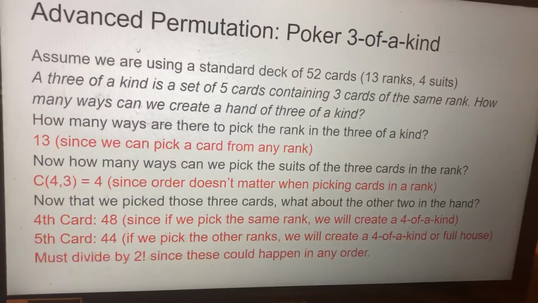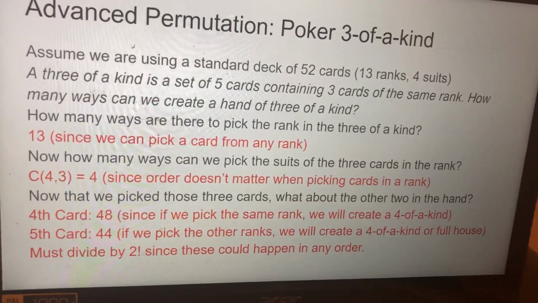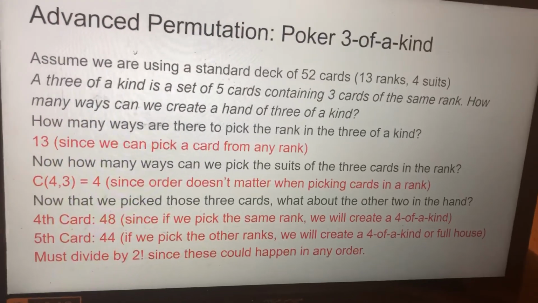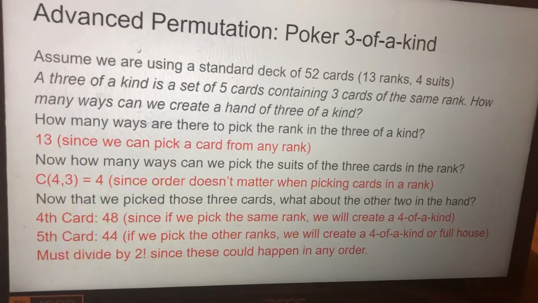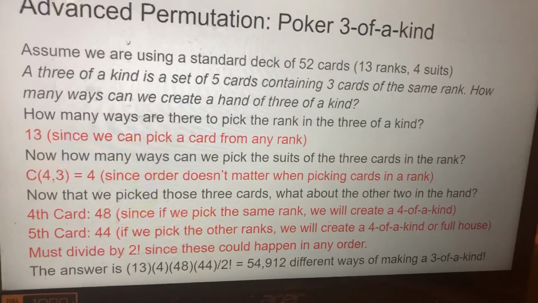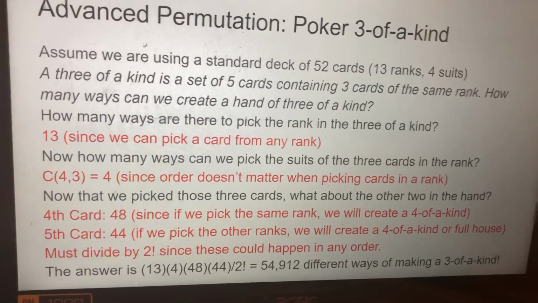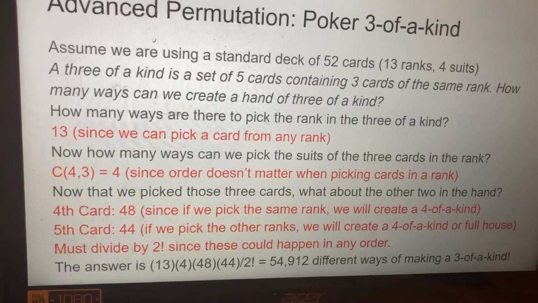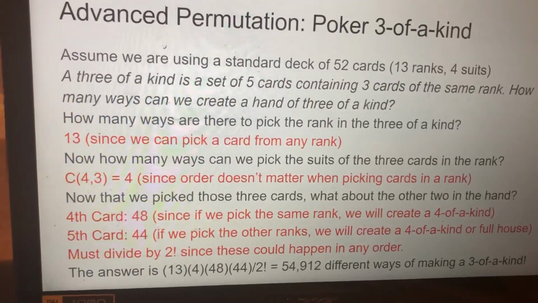Additionally, we must divide this by 2 factorial because we can pick the 4th card before the 5th card just as easily as we can pick the 5th card before the 4th card. Therefore, when we multiply everything, we get that there are 54,912 different ways of making a 3 of a kind.